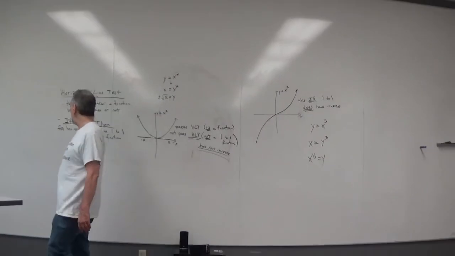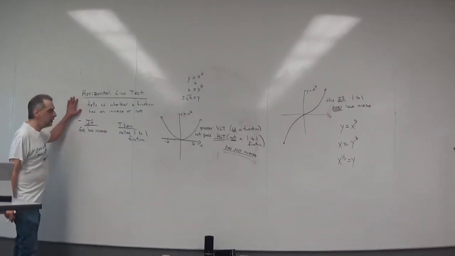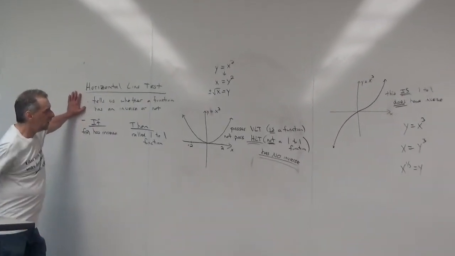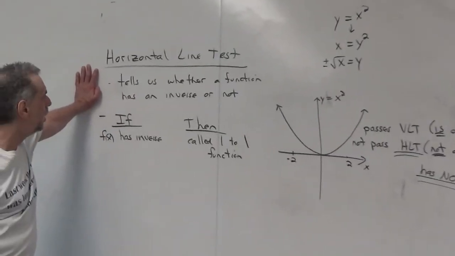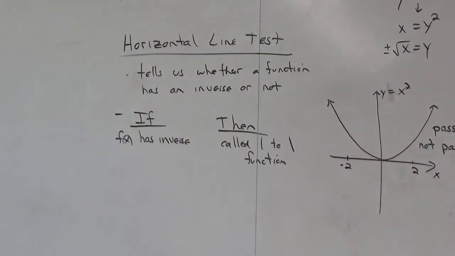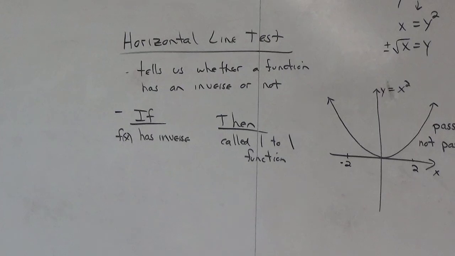Okay, so the horizontal line test and one-to-oneness are really two sides of the same coin. So let's see what else we need to look at here, if anything. 2.7, we covered inverses, finding inverses, horizontal line test, one-to-one function, finding the inverse. Okay, we're good.